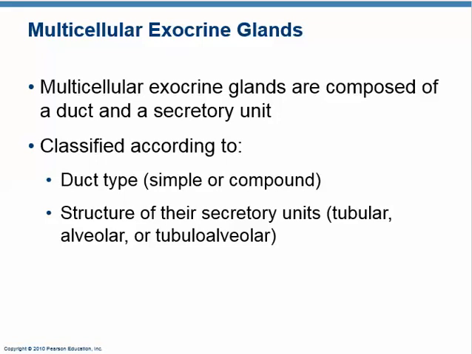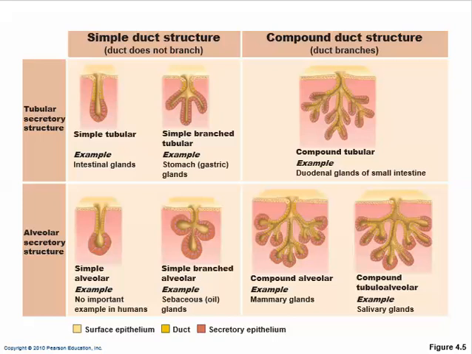So the multicellular exocrine glands have ducts and can be classified by the duct type. Whether there's one duct, it's a simple. If the duct is branched, it's compound. The secretory cells also can be arranged like test tubes, so they'd be tubular, or like berries, alveolar. Alveolus means berry in Latin, so if they look like grapes, they would be alveolar. Or tubular alveolar, so it's a mixture of both. So that we end up with things like this.